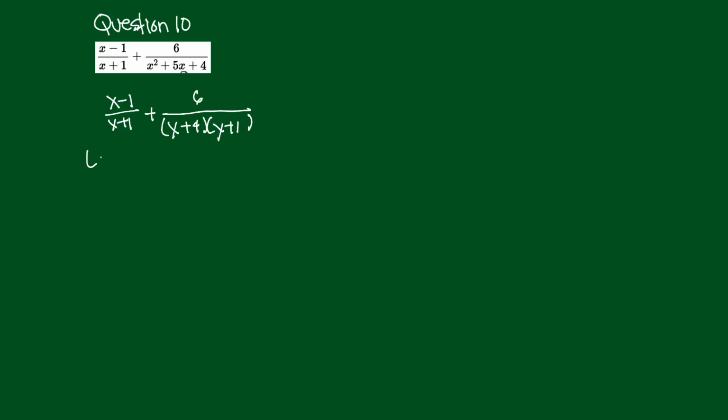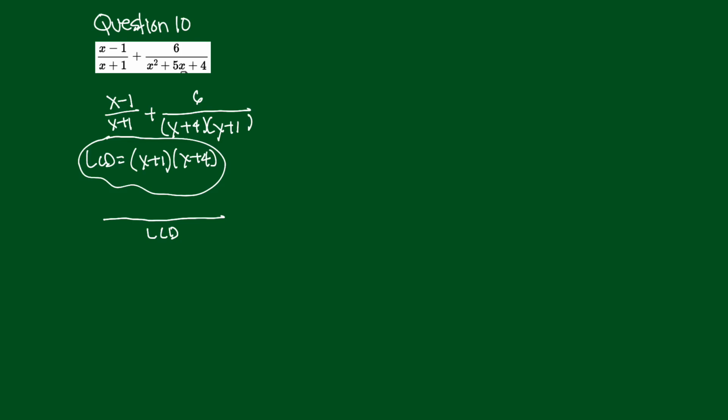Now, the LCD. Pick out every factor. There's an x plus 1. Matter of fact, it appears here and here, but it's just to the first power. So I'll just use the x plus 1. And then there's an x plus 4. All right, there's the LCD. So write the fraction bar and write LCD below it. Now, look at the top, make any adjustments that we have to.